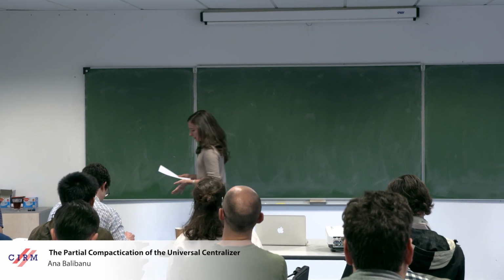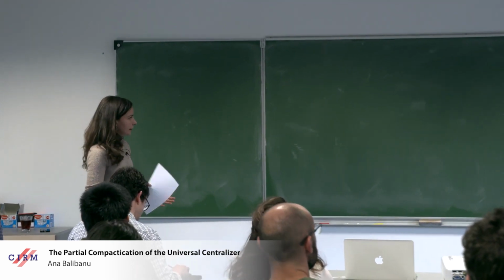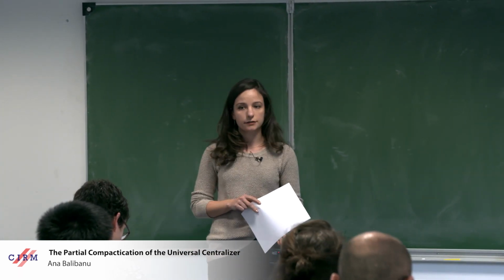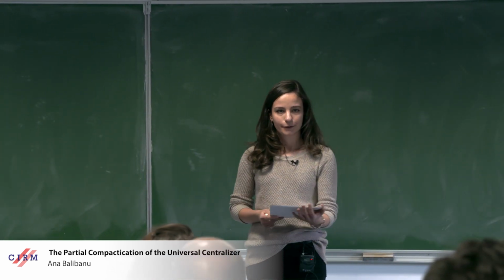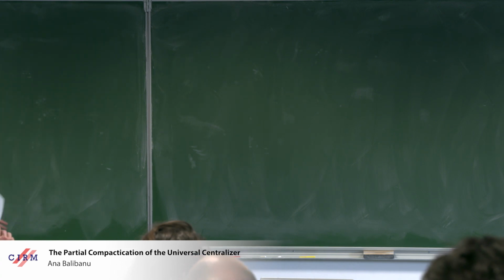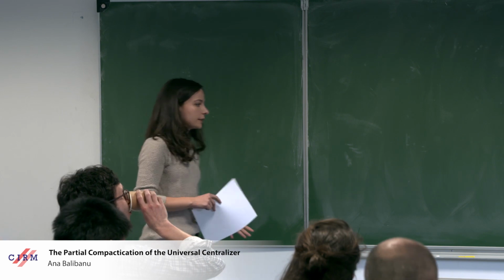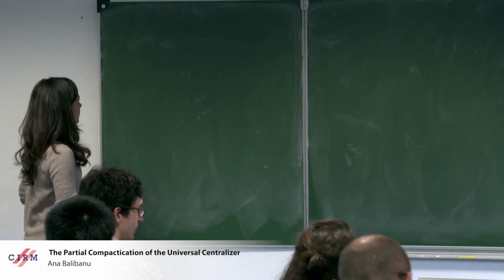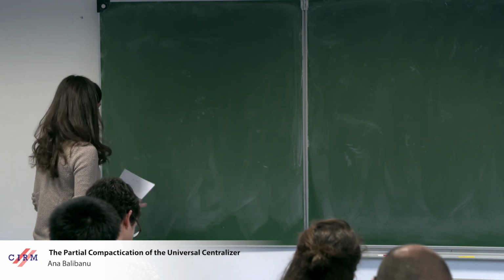I'm going to describe a construction that gives a partial compactification of something called the universal centralizer. And this is an example of a Coulomb branch, so it will fit into the theme of the morning talks. I'll begin by explaining how to obtain this variety and explaining how it's naturally a symplectic variety. And then I'll try to modify this construction to my purpose.